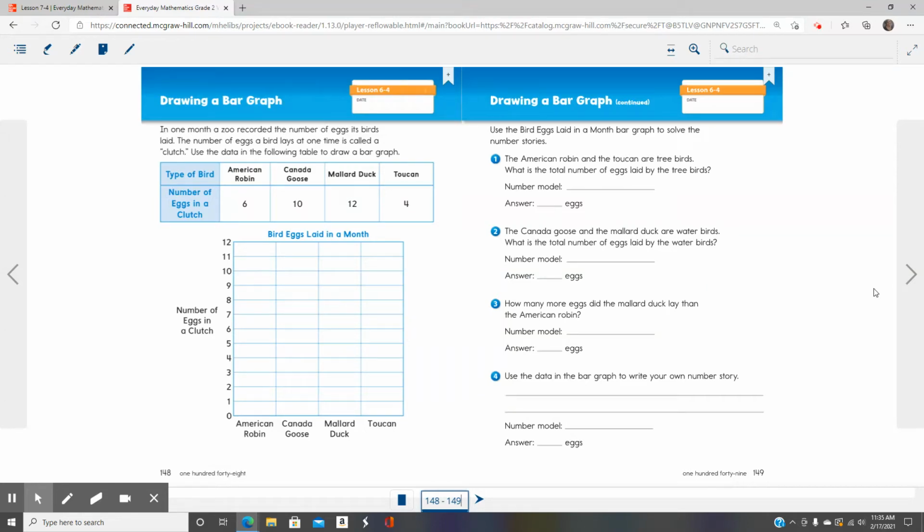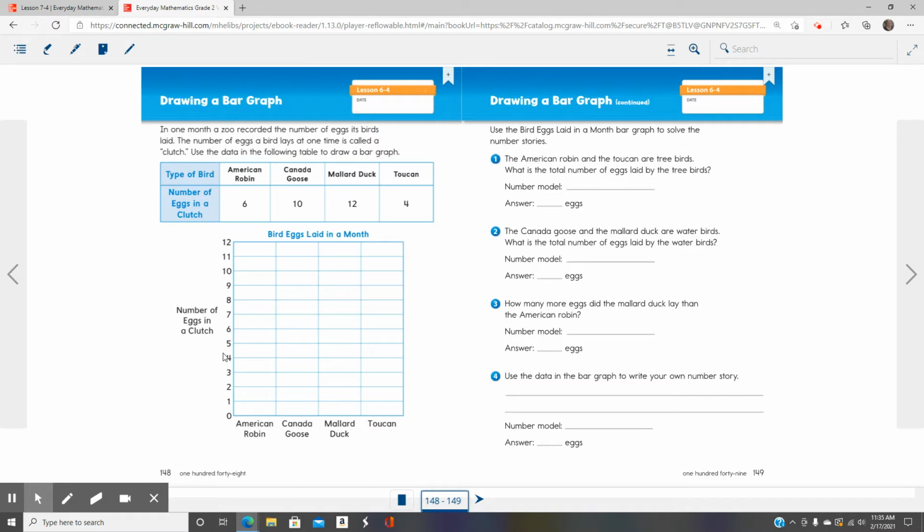Good morning, everyone. Yesterday, we talked about solving word problems using data from a table or a chart. Today, we're going to talk about solving word problems using data that we get from a bar graph. So here we have a bar graph that we have to fill in using this data from this table here. And once we fill in the bar graph, we'll use this information to solve these word problems.